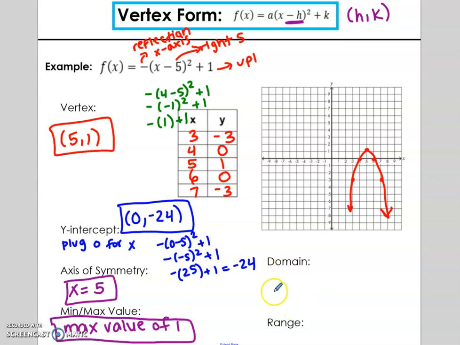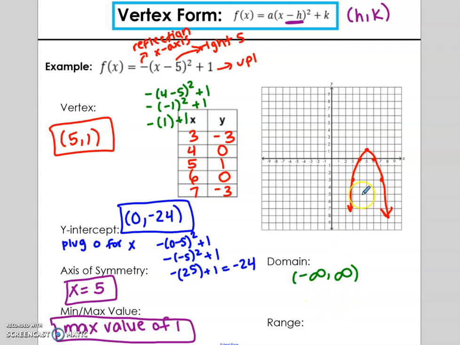Okay, and then the domain and the range, we should know this from the functions unit that we had where we did domain and range. Domain is the x values, so if this continues forever, the x's will be going all the way left and all the way right. You can choose to write this in either set builder notation or in interval notation. I'm going to write it in interval notation. So we will say that the domain is from negative infinity to positive infinity.